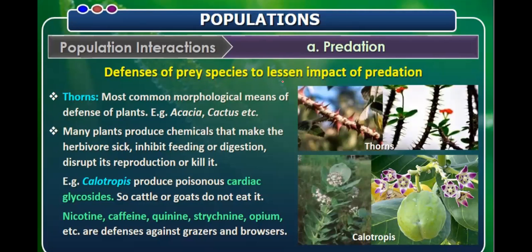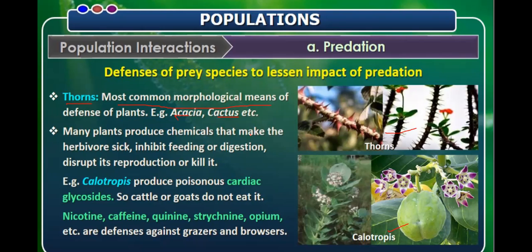Defenses of prey species to lessen impact of predation. There are some species which produce thorns. Thorns are the most common morphological means of defense of plants like acacia and cactus. This is the thorn they are having. Calotropis, this is the thorn. It produces some chemical.